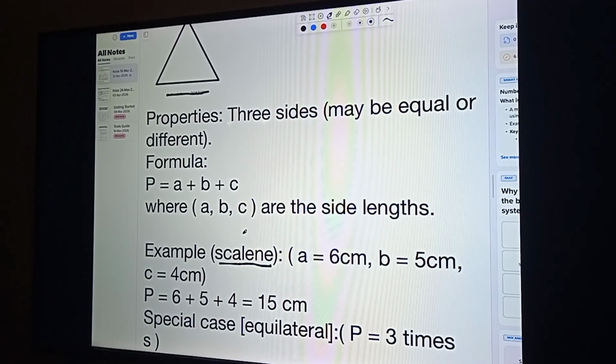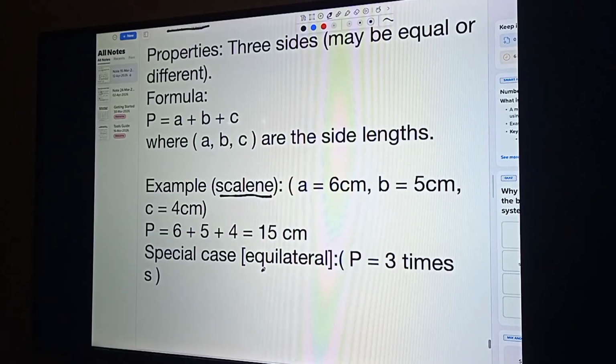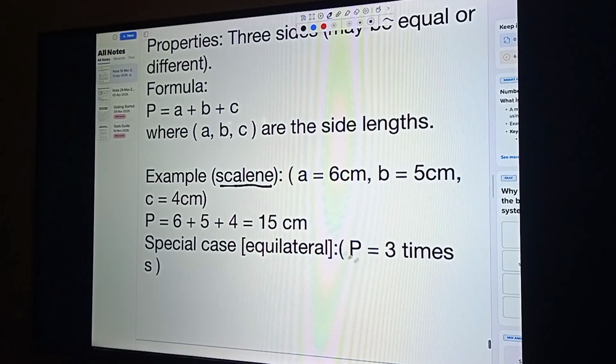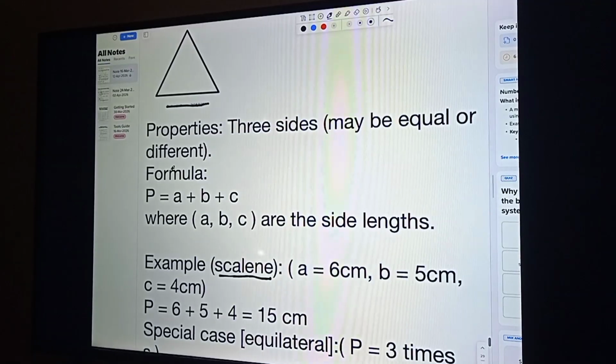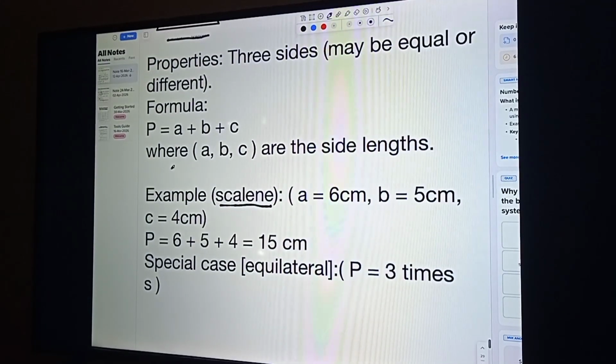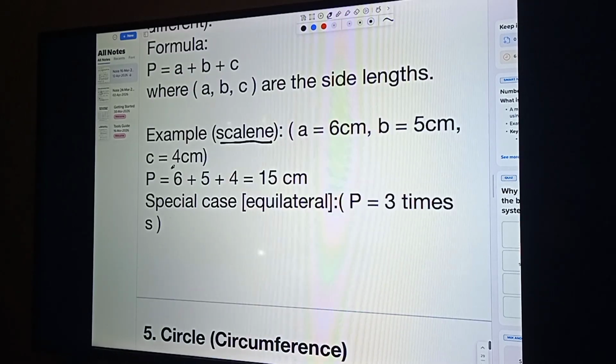If the sides of a triangle are different, then the formula will be A plus B plus C. But if it is an equilateral triangle, then you can multiply one side by 3 to get the perimeter of the triangle.